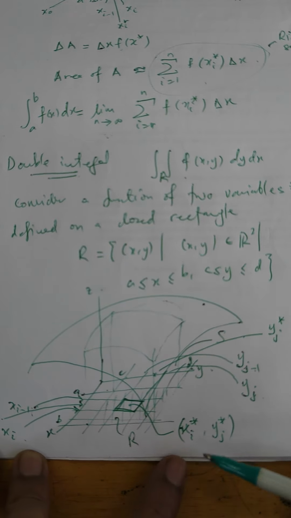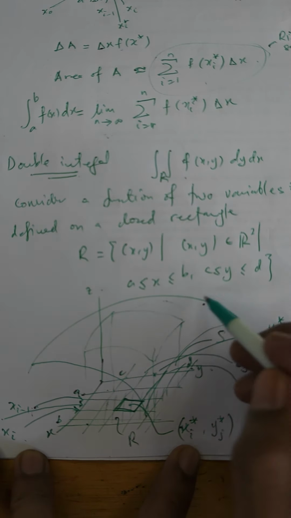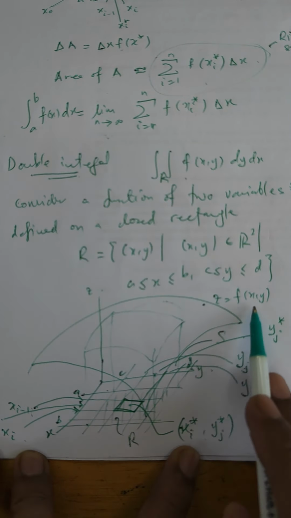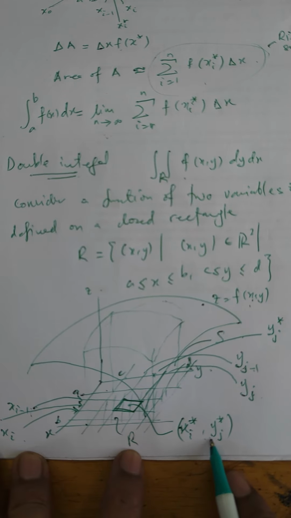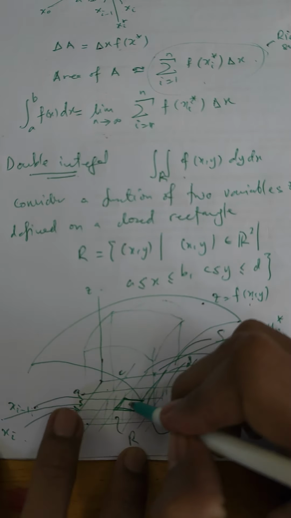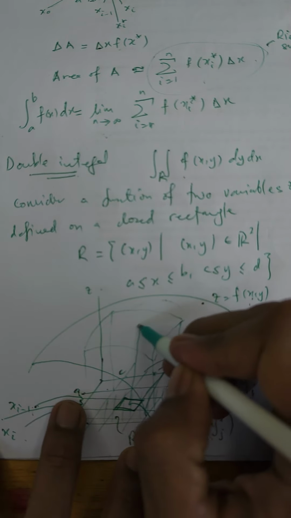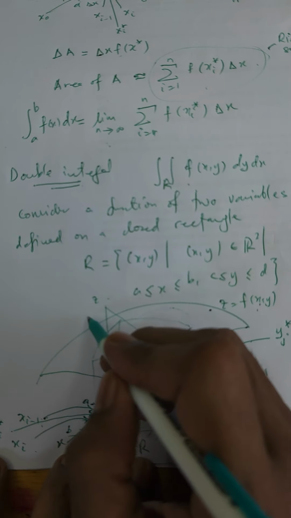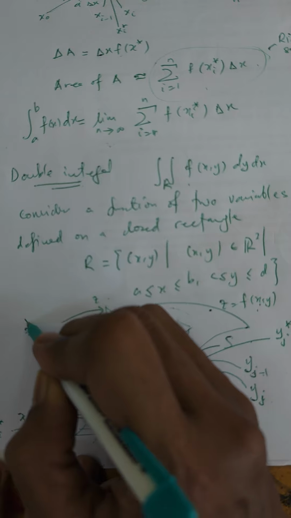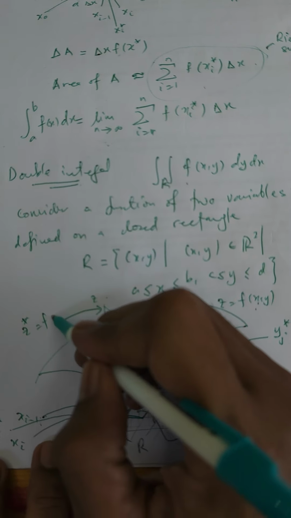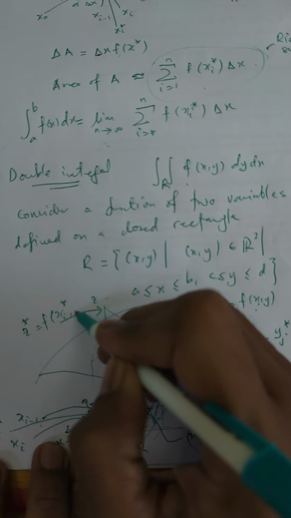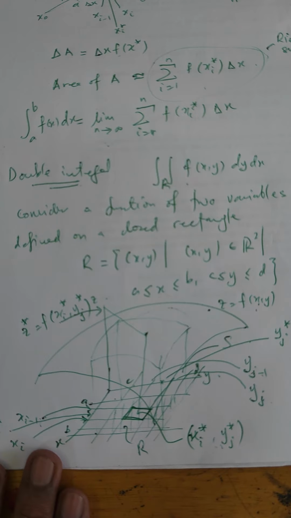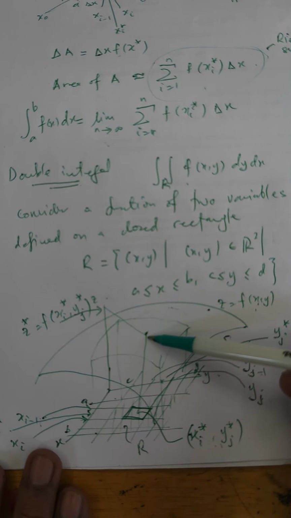So if you evaluate the surface function z = f(x,y) at this particular point, we have the height of the solid. This point here is z*, which is f(x_i*, y_j*). That gives you the height.